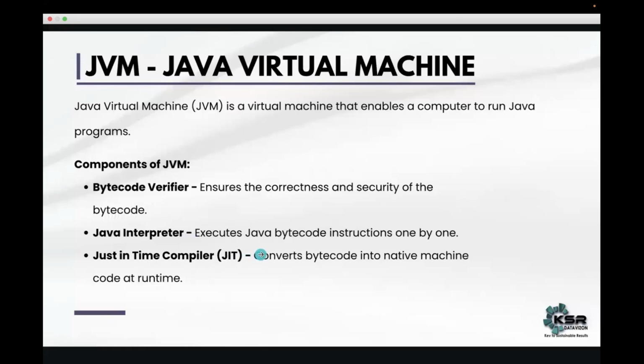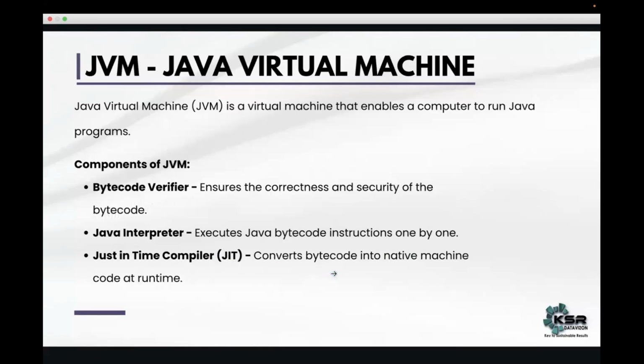So to optimize this interpretation part, Java people have built the just-in-time compiler. What it will do is interpret that function once and store it. It converts bytecode into native machine code at runtime. So it will convert those repeated bytecodes into machine code and store it. So next time that function call comes, it doesn't have to interpret, it will just use that machine code and run it.